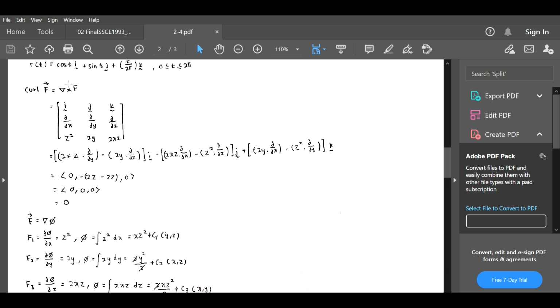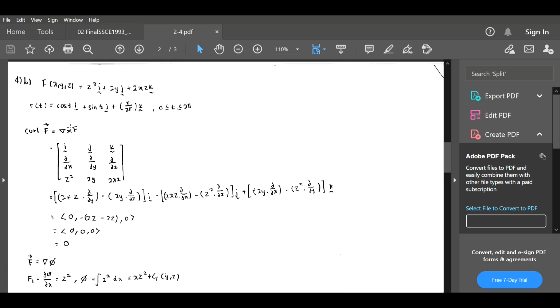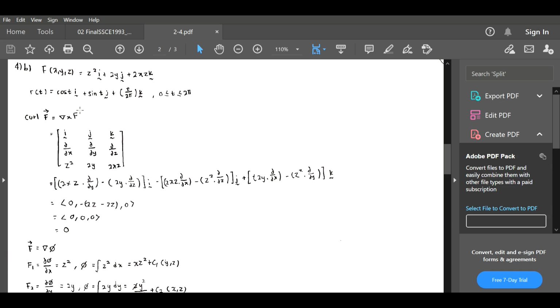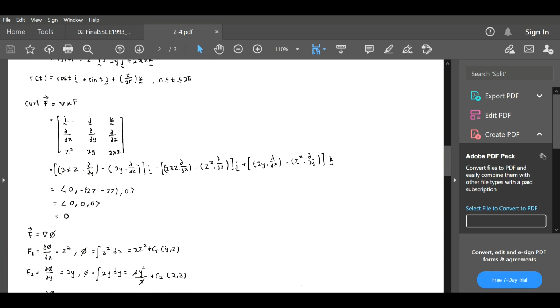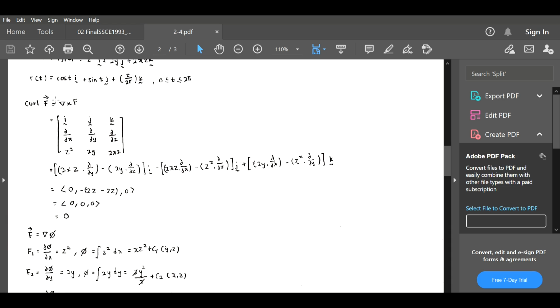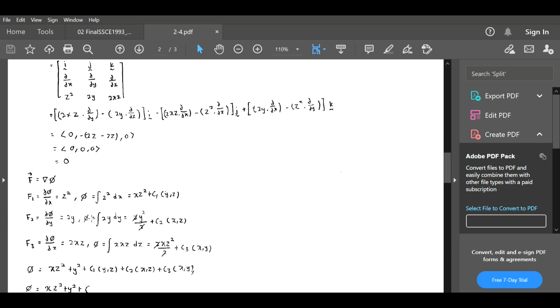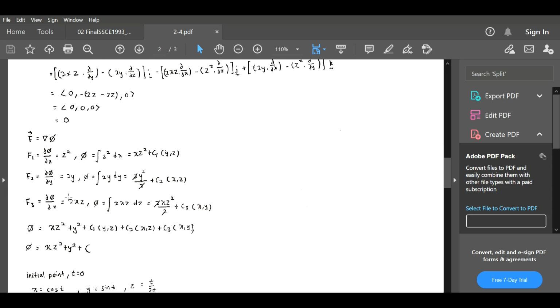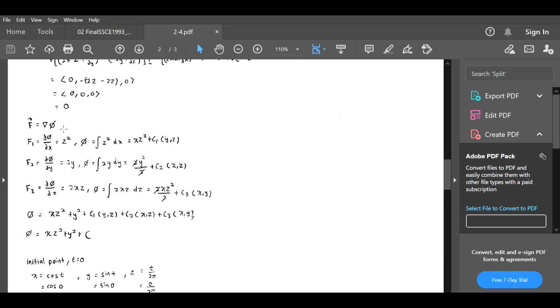So using the cross product of the gradient and the f, i, j, k, we get all the points i, j, k as 0. Hence we have proved that the curl is 0. And then the next one is the gradient times phi. We need to do it one by one because we want this phi equation.